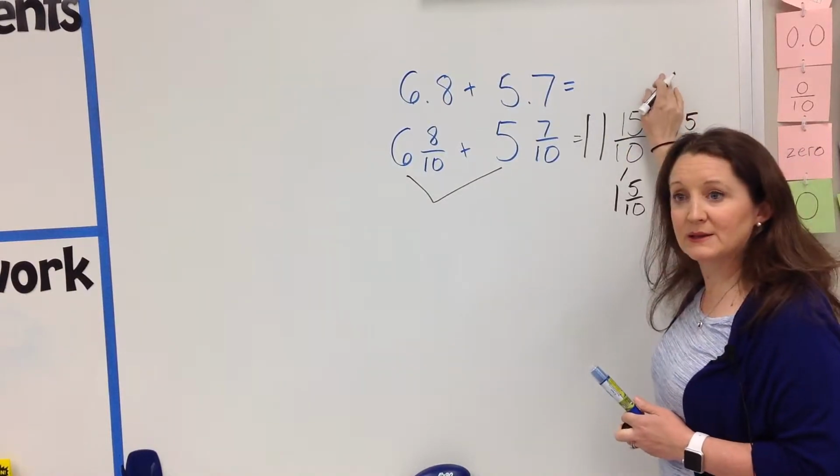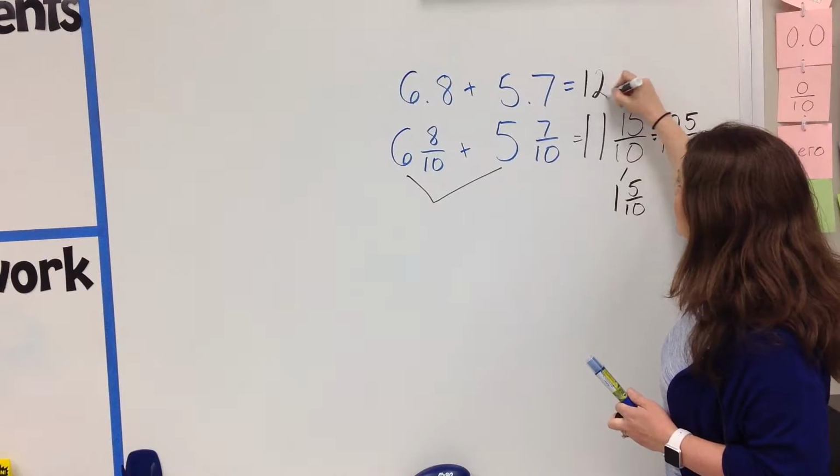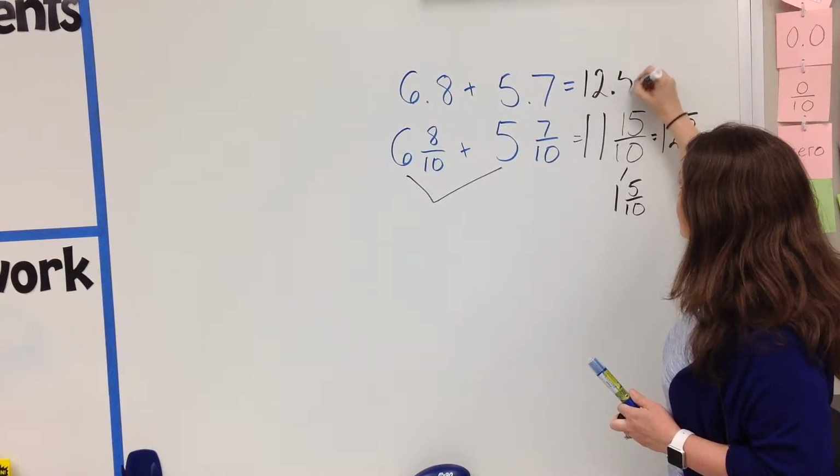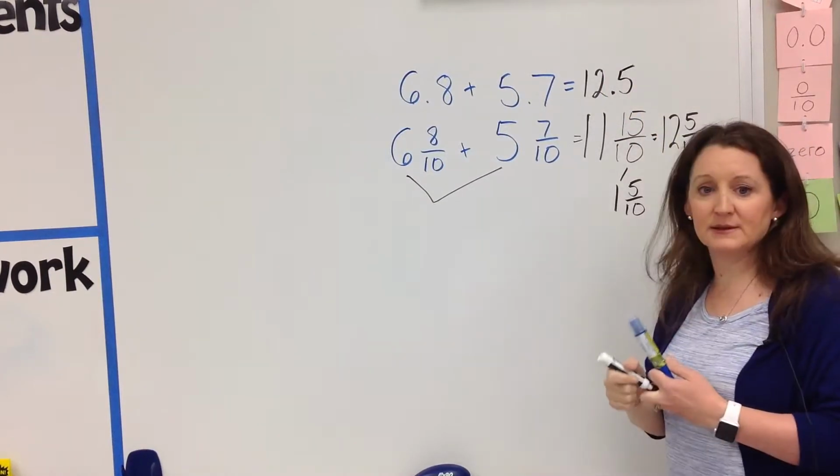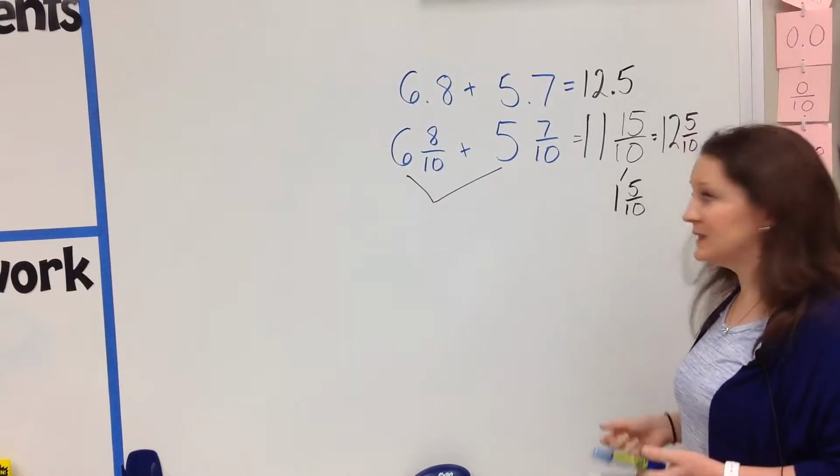And if I'm rewriting that as a decimal, I have 12 wholes and 5/10. That's my answer when I write it as a decimal.